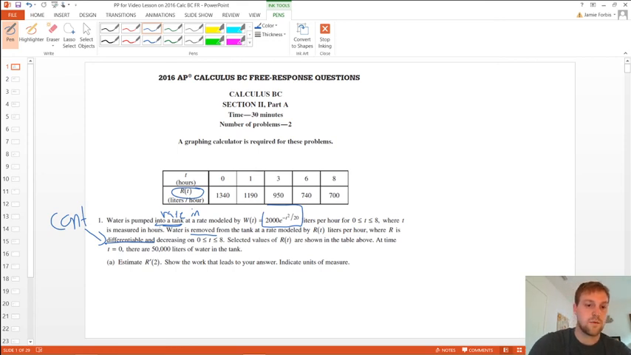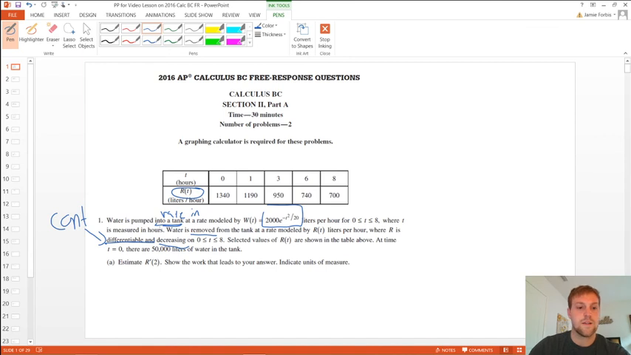Selected values of R of T are shown in the table above. At time equals 0, there are 50,000 liters of water in the tank. All right, we have a lot going on here. We have a rate in with an equation, a rate out with a chart, and an initial amount of 50,000. Let's use all the information and keep all that in the back of our mind.